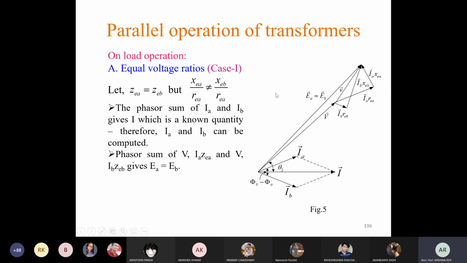That means when the two transformers are having equal induced EMFs and their leakage impedances are equal, then though the reactance to resistance ratios are not equal, they will share the load equally. So the phasor sum of IA and IB will give you the total current I. This I lags the terminal voltage, or the voltage appearing across the load, by an angle of theta 2, which is the load power factor angle. And if we add the two voltage drops, that means the leakage impedance drop across either transformer A or transformer B, then we will get the induced EMF across transformer A or B.